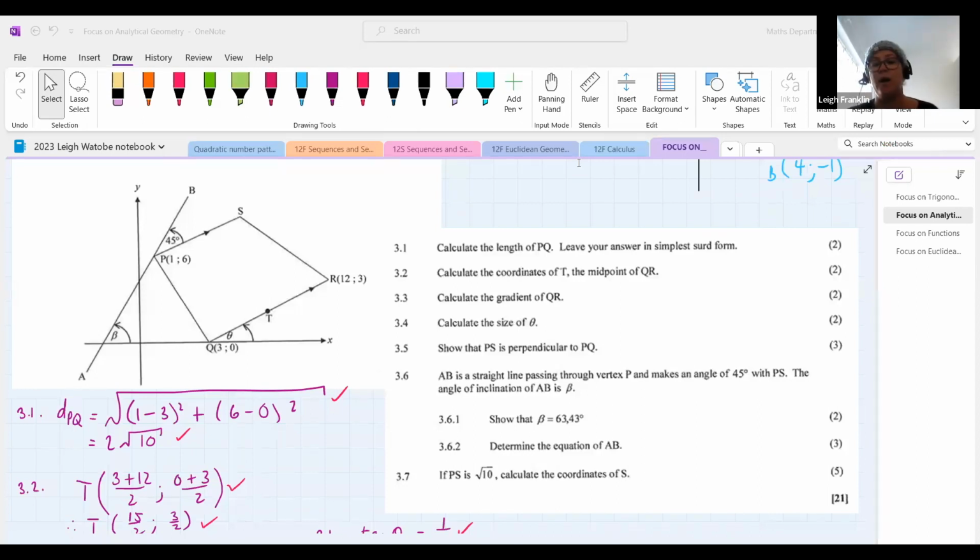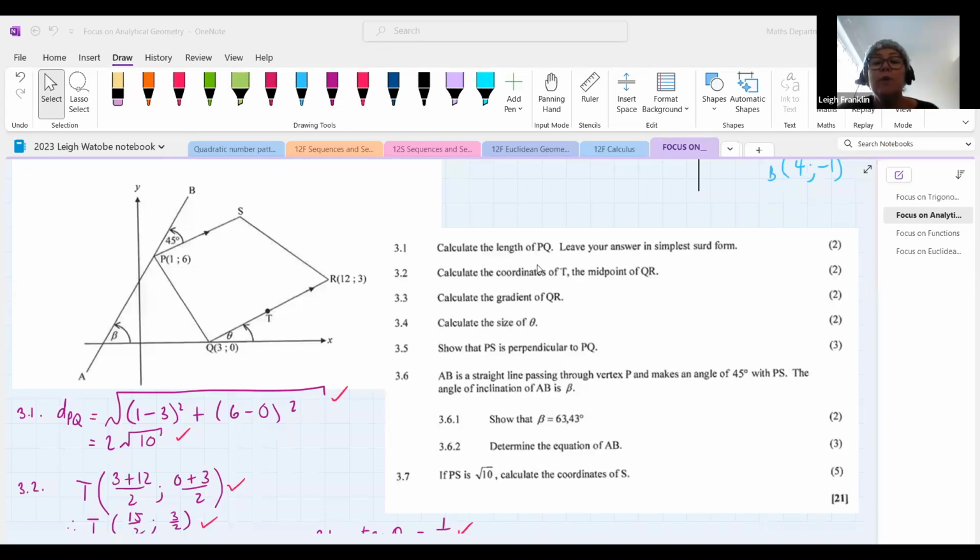And that's why these lines are perpendicular. Okay, so you cannot start writing. The first thing is that the gradient of PS times the gradient of PQ equals -1. That's what you want to prove. That's really important, especially in a question like this. It's a sort of thing where we see the same mistakes made over and over and over again.